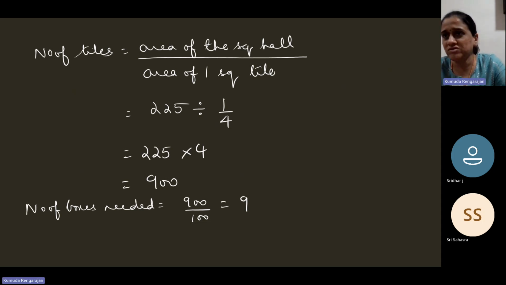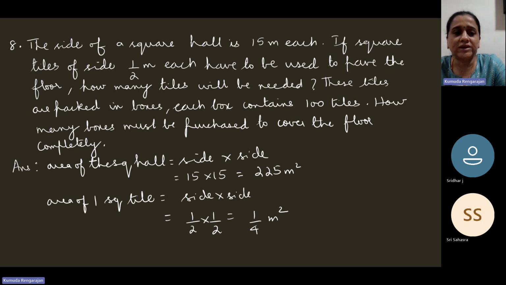Number of boxes, you understand, right? So we had to find how many tiles will be needed. And also these tiles are packed in boxes. Each box contains 100 tiles. How many boxes must be purchased to cover the floor completely? So that we understand, right? 900 by 100, which is 9 boxes.